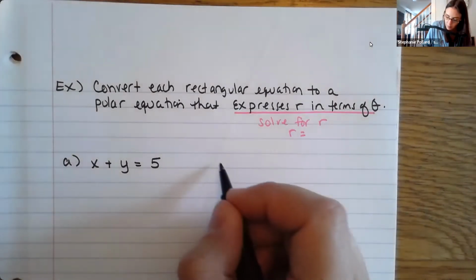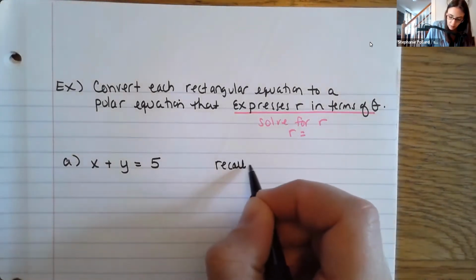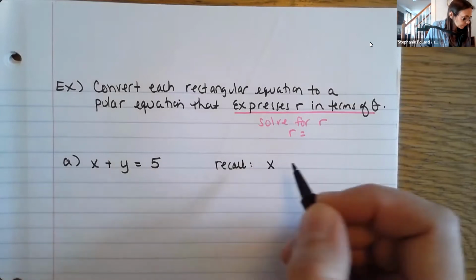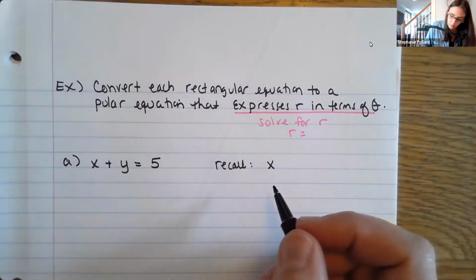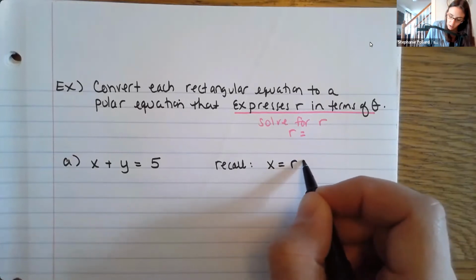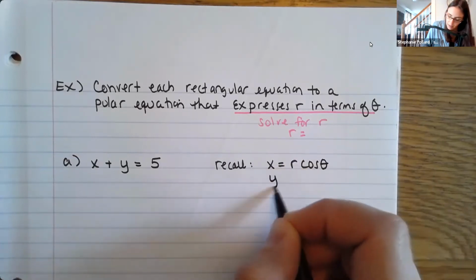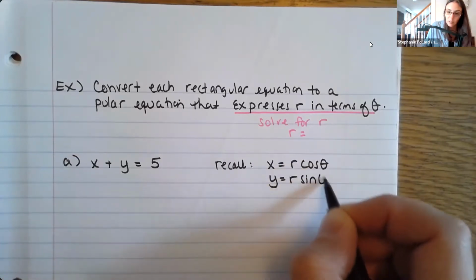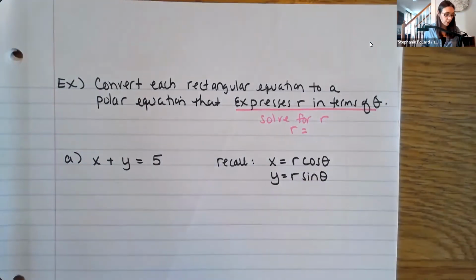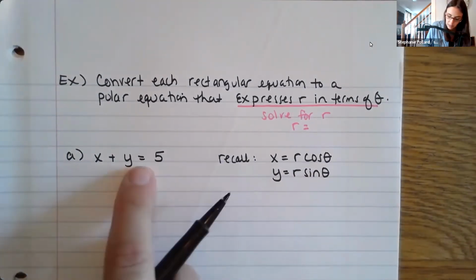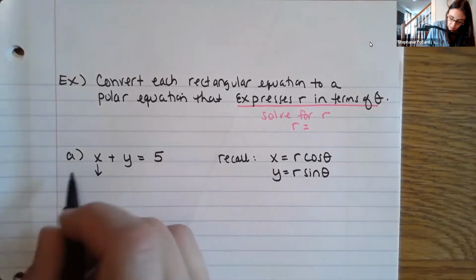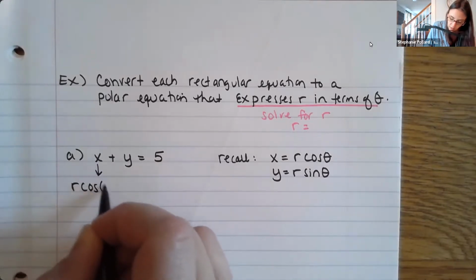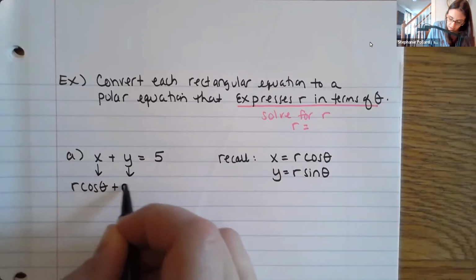So you want to remember that x is equal to r cosine theta and y is equal to r sine theta. So we saw that conversion in the last video. So we can go ahead and plug those in. So x becomes r cosine theta, y becomes r sine theta.